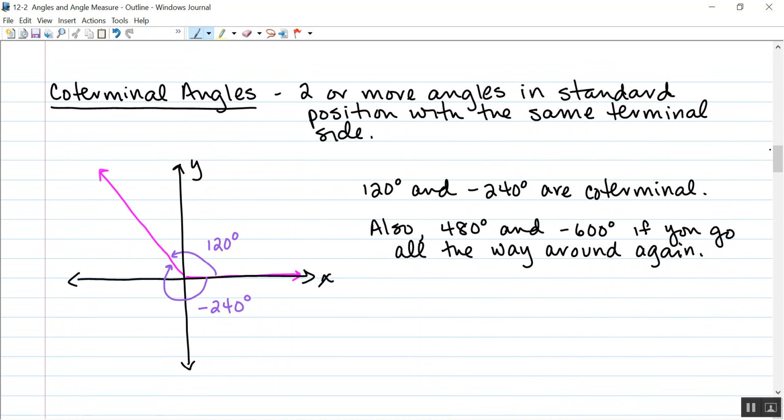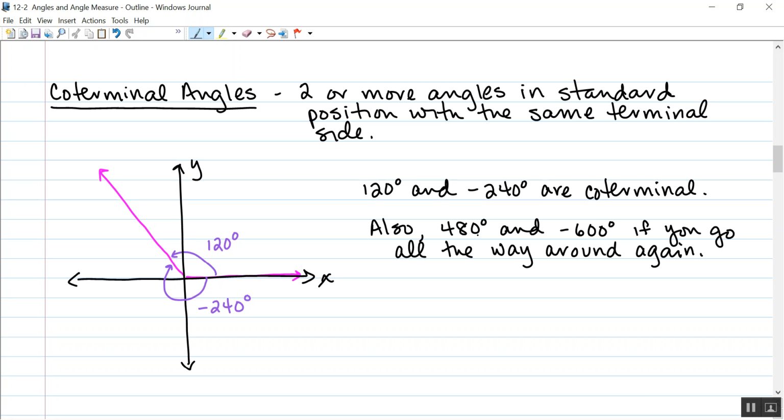Coterminal angles are two or more angles in standard position that have the same terminal side. So for example, in this diagram, 120 degrees and negative 240 degrees are coterminal angles. They both start here on the positive x-axis and they both end up here partway through the second quadrant. If I go 120 degrees counterclockwise, it's the same thing as going negative 240 degrees clockwise.